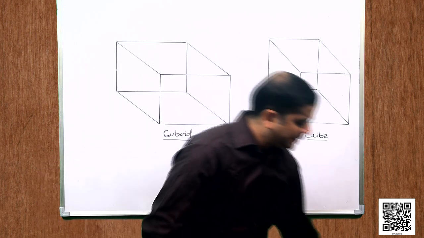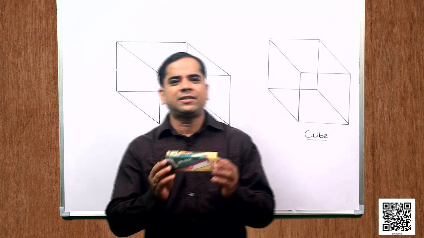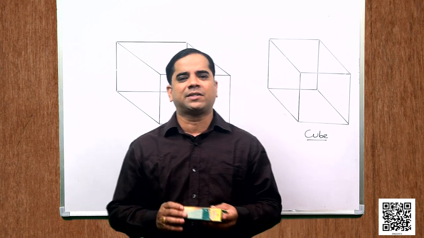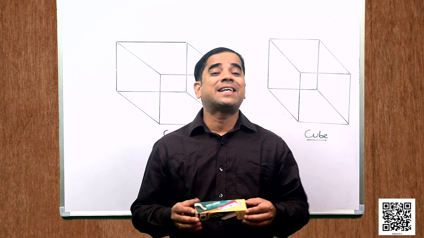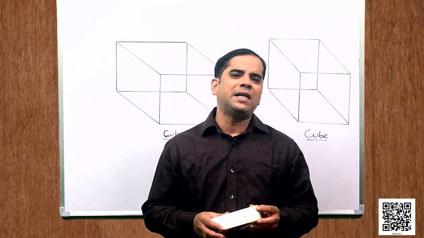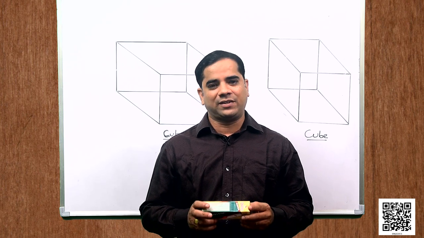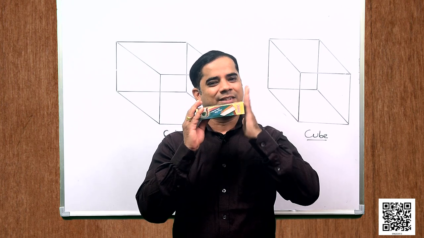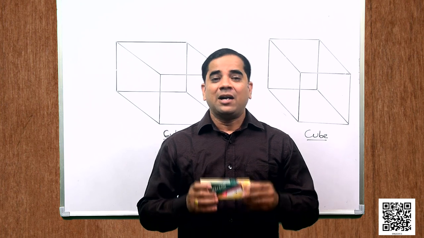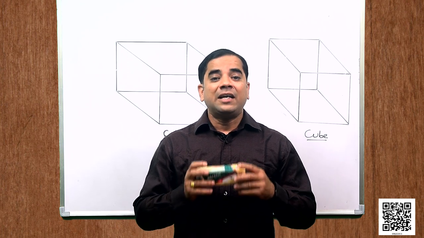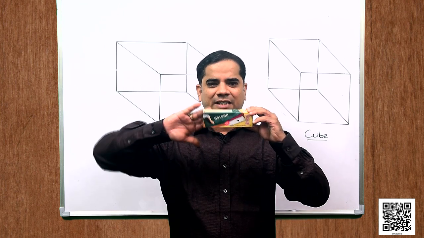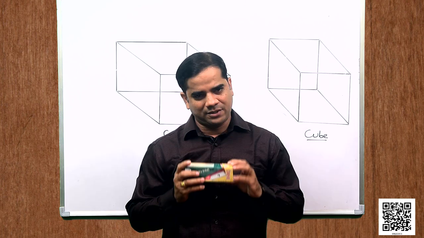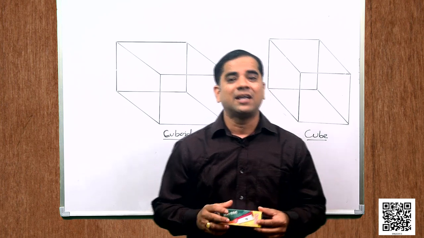So this is also a cuboid, isn't it? What is a cuboid? A cuboid is a three-dimensional surface having rectangular surfaces. How many surfaces are there in a cuboid? There are six surfaces: 1, 2, 3, 4, 5 and 6. The opposite surfaces are equal to each other. That means this surface is equal to this surface, and this surface is equal to this surface. Okay? So this is a cuboid having six surfaces.